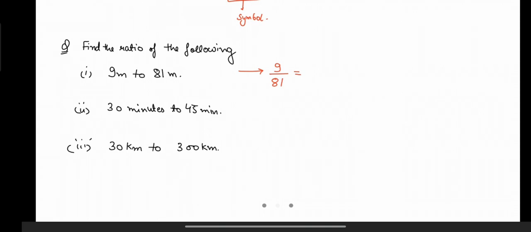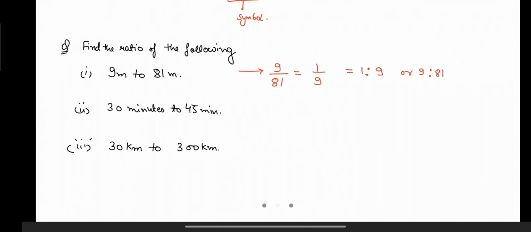Why? Because then it will be called a simple whole number ratio. We just have to convert it into a simple whole number ratio. If you see over here, 9 nines are 81, so I can write 1 upon 9, and my ratio could be written as 1 ratio 9.